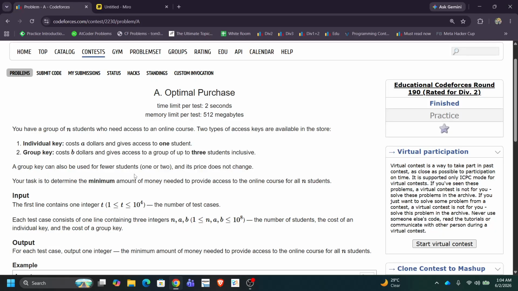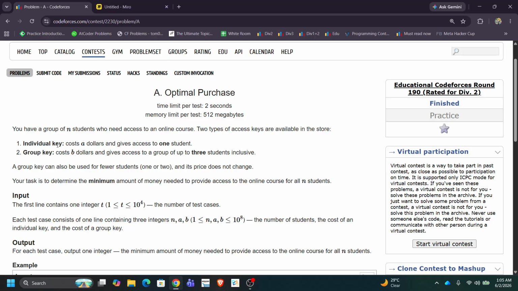Hi, today we are going to solve Educational Codeforces Round 190, problem A. In this problem, there are n students and each one of them wants to buy an online course. Now, there are two ways to buy that online course.